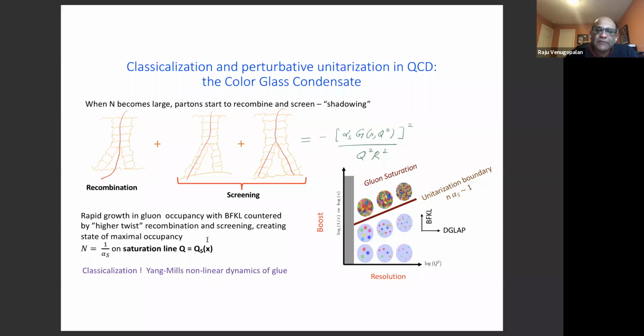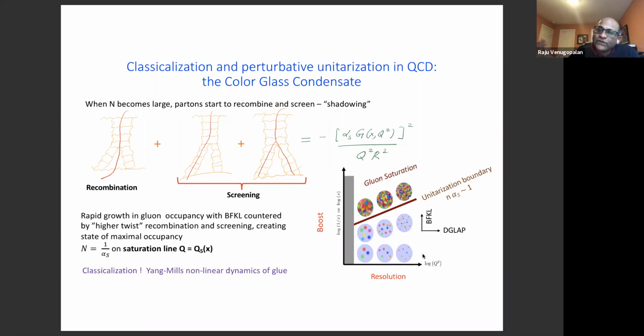So it's a dynamical scale, which is a function of x. So for each q, there's an x at which you reach unitarization, okay? You reach maximal occupancy. And that occupancy is 1 over alpha s, okay, on the saturation line. So if you define maximal occupancy as 1 over alpha s, you get this emergent scale. And it turns out, as I will discuss, that this scale is also the scale at which the theory unitarizes, okay? You have perturbative unitarization.